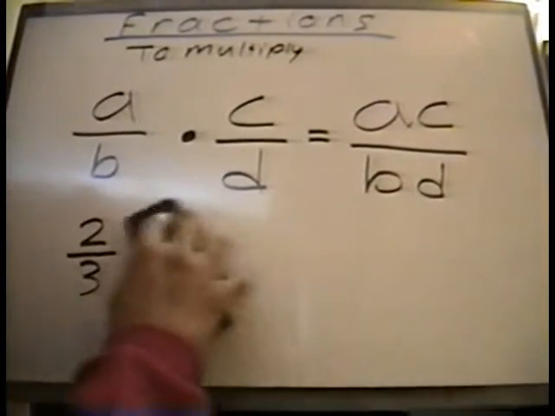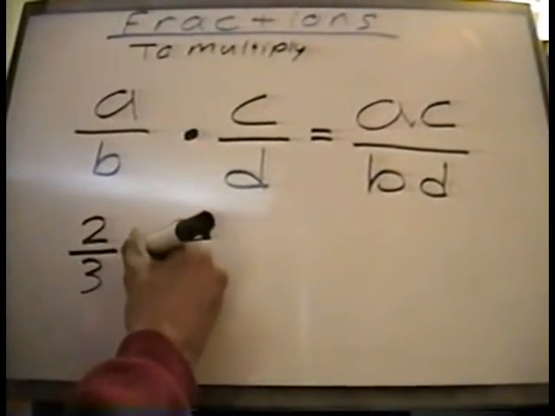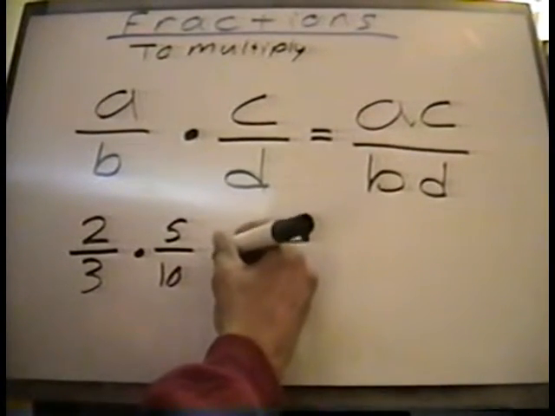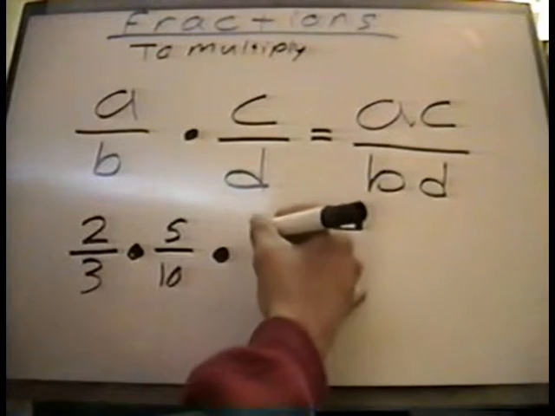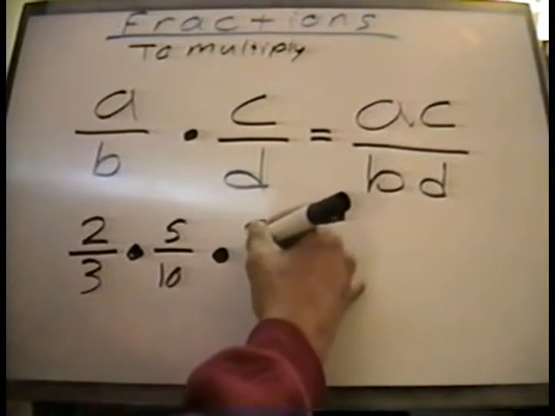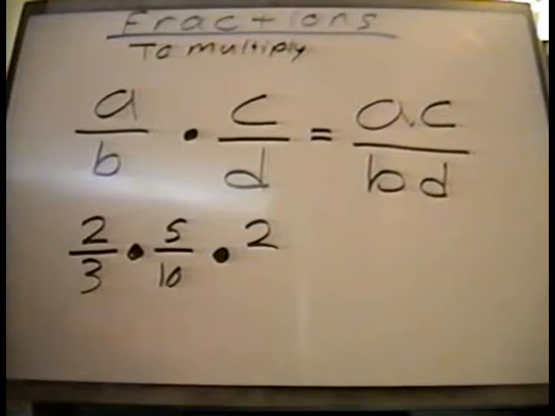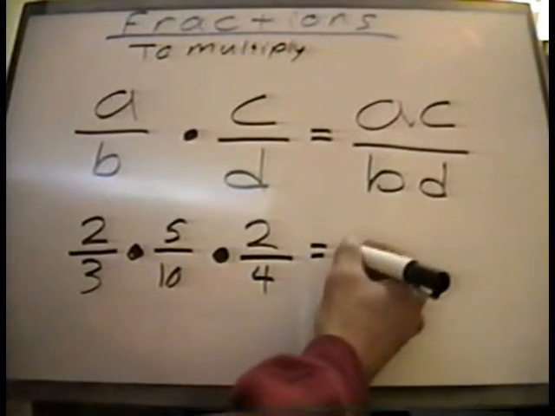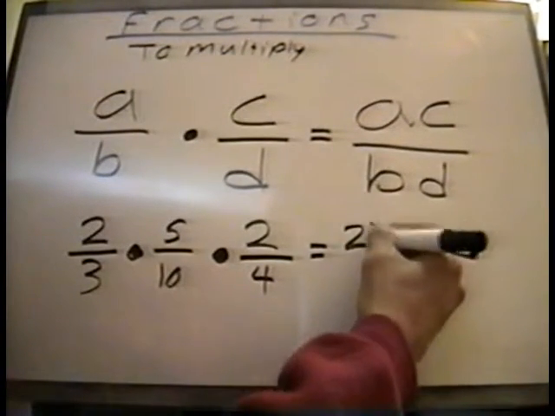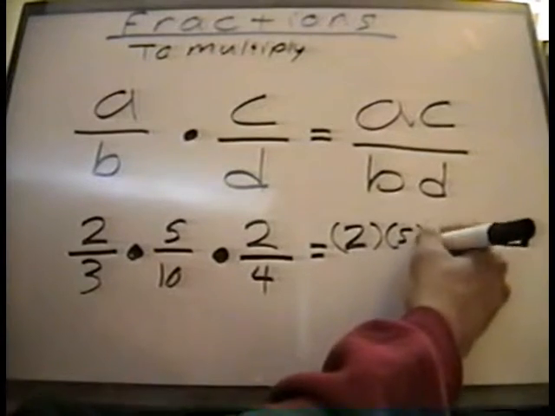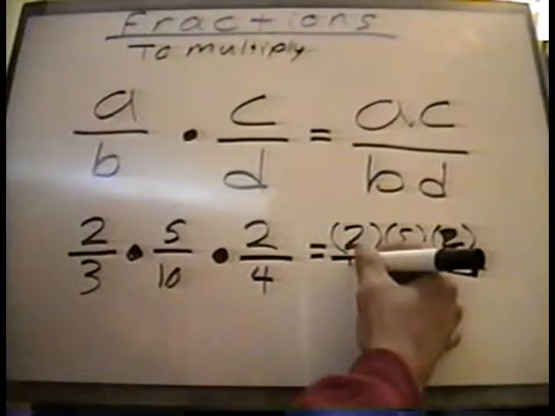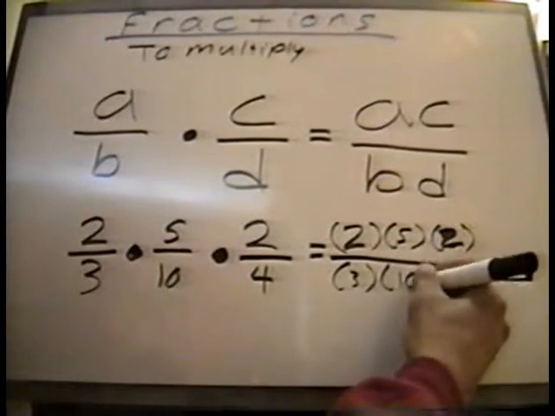And let's say we had 2/3 times 5/10 multiplied by 2/4. That's going to give us 2 times 5 times 2 over 3 by 10 by 4.